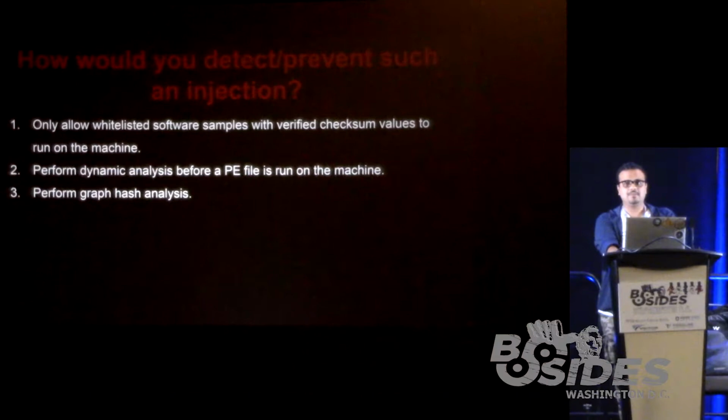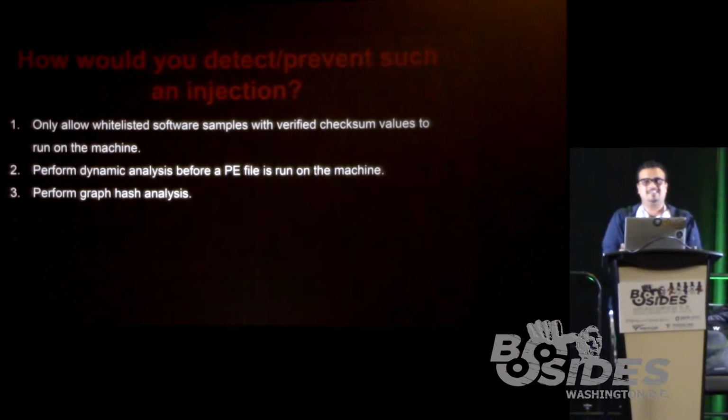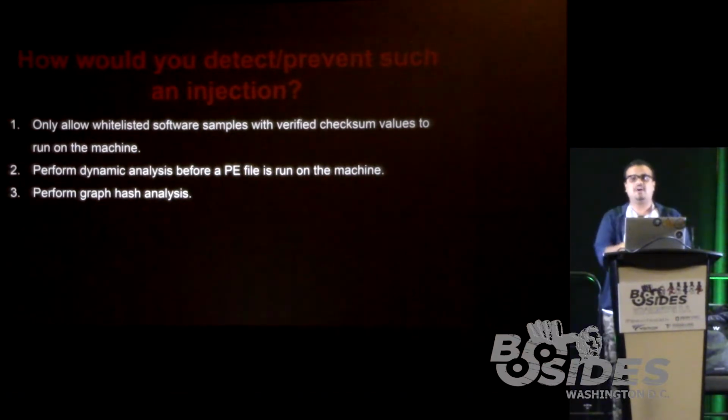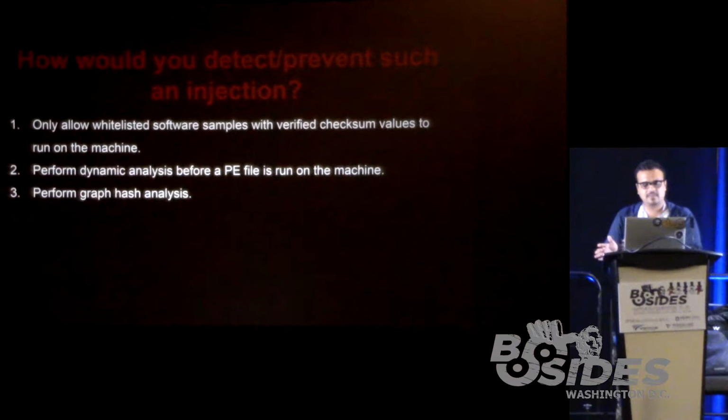So how would you detect such an injection technique, right? One of the easiest techniques is to only allow whitelisted software on your network, right? That is the easiest technique. The second technique that you could use is you can perform dynamic analysis of each PE file that is on your network. That way you can find out the real functionality of that PE file.